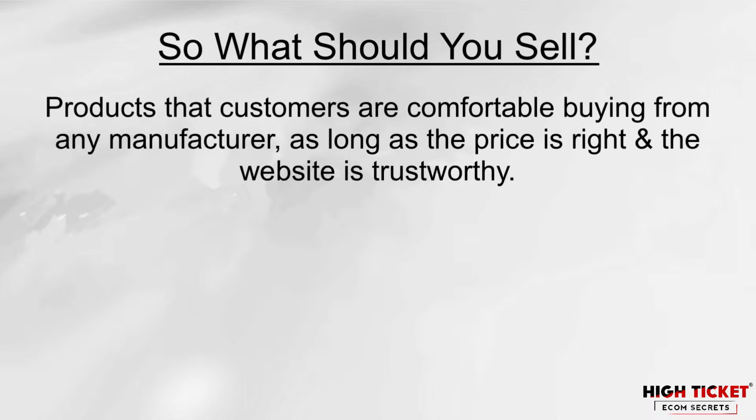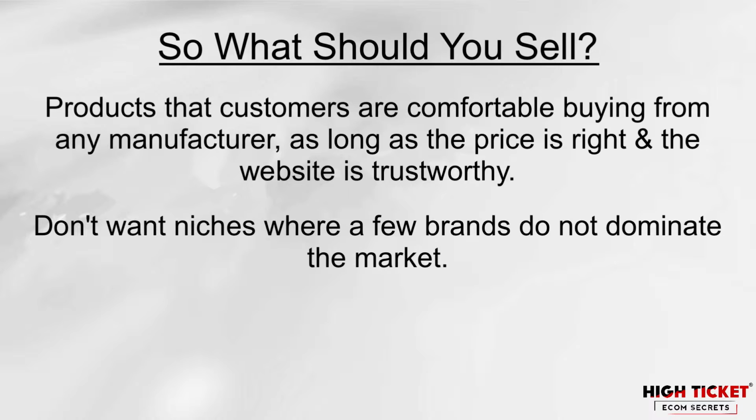So what are the types of products that you should look to sell? In our stores, we're looking for products that customers are comfortable buying from any manufacturer, that they don't have that go-to brand that they're unwilling to stray away from. Another thing we don't want are niches that a few brands absolutely dominate or monopolize the entire market. Again, we can think of TVs on this one. There are some smaller brands trying to make a name for themselves, but the market is basically dominated by a few big brands like LG, Sony, and Samsung. And the same thing goes for things like digital cameras with Sony, Canon, and Nikon, and video game consoles with Nintendo, Sony, and Microsoft. We don't want to sell in niches like that.